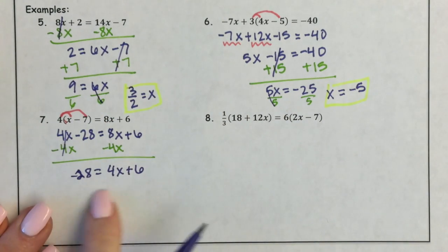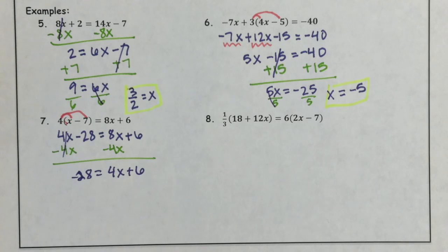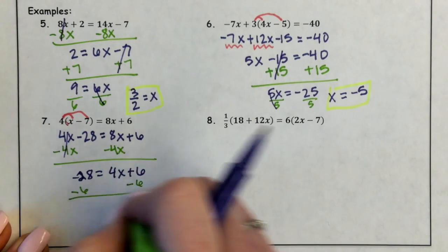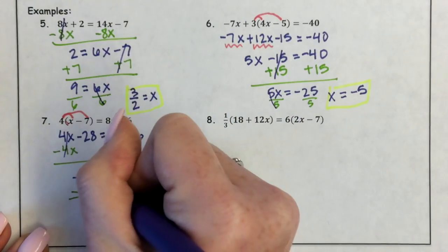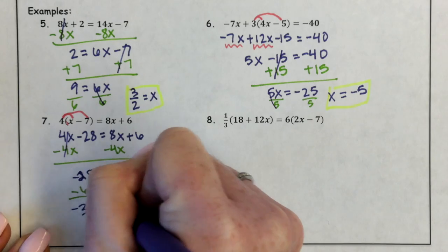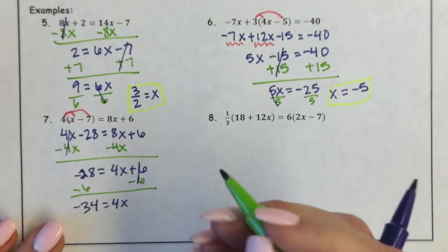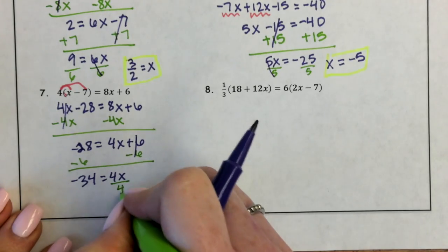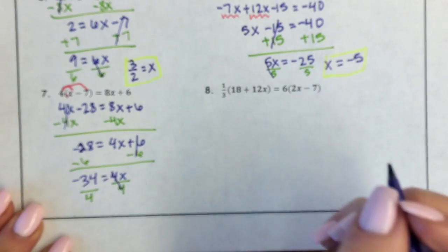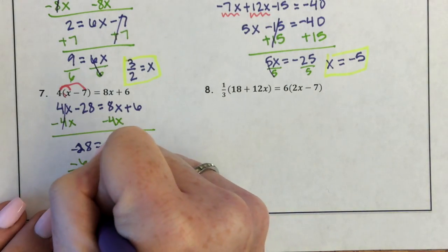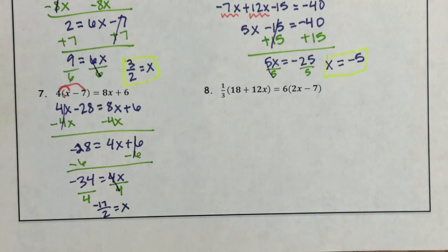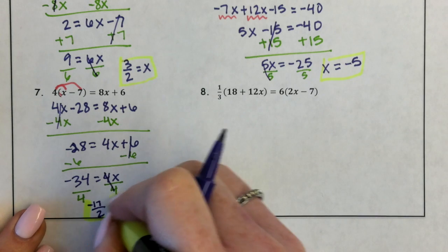And now I need to send my numbers to the other side, so that positive 6 needs to go to the other side, so I'm going to send it over with a minus 6. Negative 28 minus 6 is negative 34 equals 4x. Then I'm going to divide by 4. Negative 34 divided by 4, again that doesn't divide evenly, but it does simplify to negative 17 over 2 equals x, or if you gave me the decimal, I'd still give you credit for that in this case.